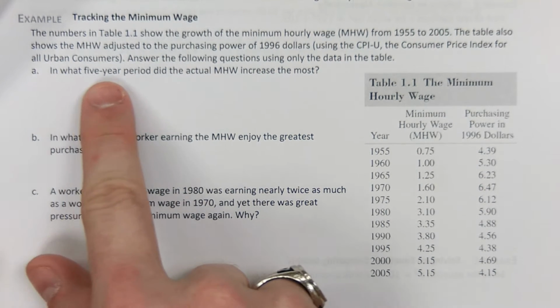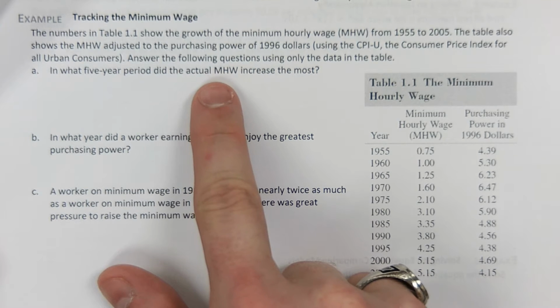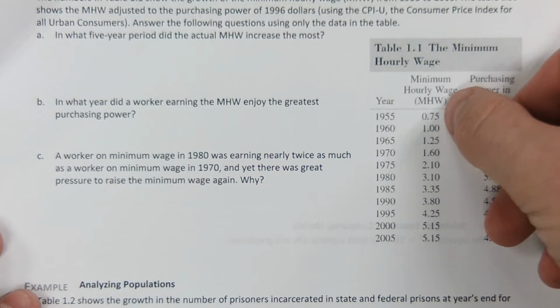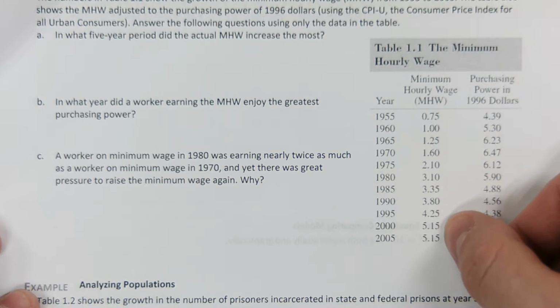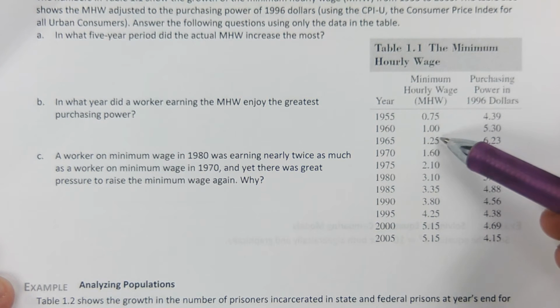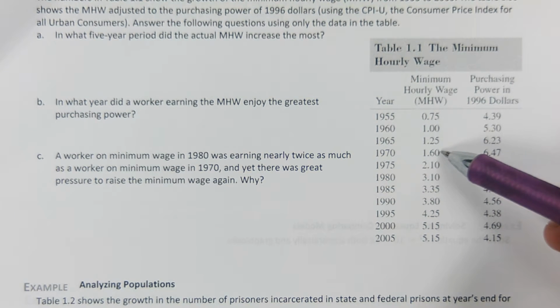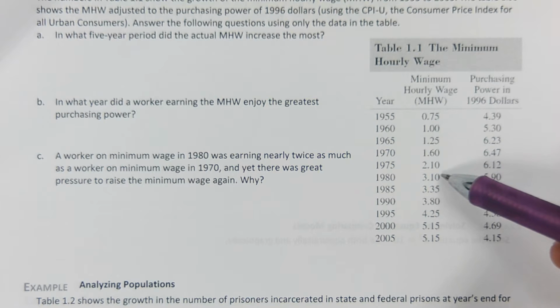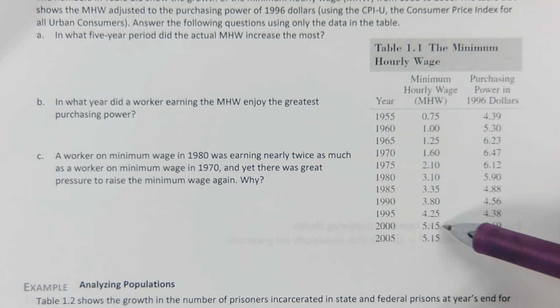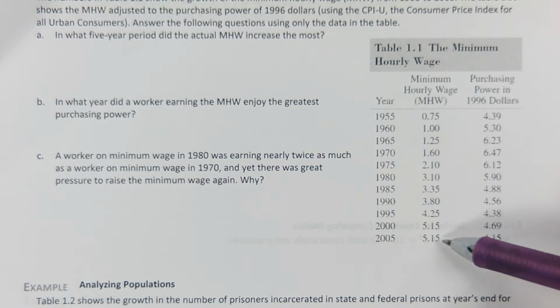First one says, in which of the 5-year periods did the actual minimum wage increase the most? So you literally just look down the table and see which one has the biggest jump from one year to the next. And I'm hoping that you could do that relatively easy. Let's see. Looks like 0.25, 0.25, 0.35, 0.5, plus 1. Plus 85, plus 45, plus 45, plus 90, flat.